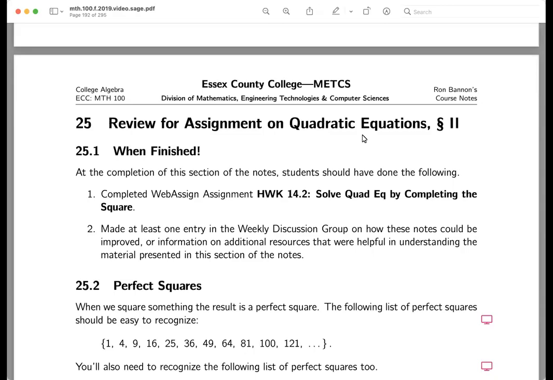Okay, we're in section 25. And again, the hope is that you've paid attention to the lecture. So we're solving quadratic equations.